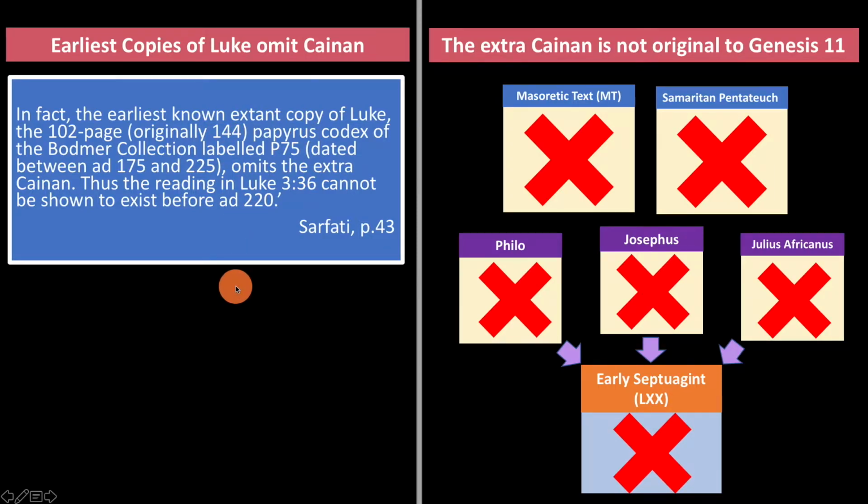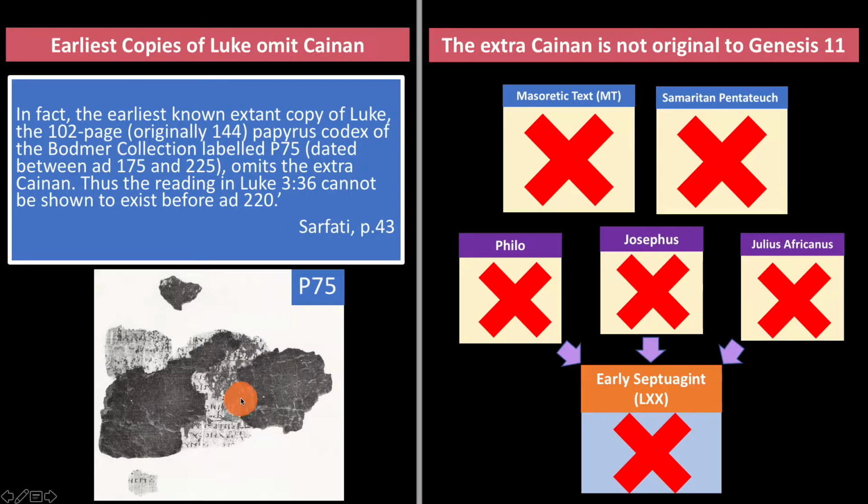Now, it's time for you, the audience, to learn something about me. I don't believe in anyone. When Safarti tells me that P75 omits this extra Kainan, I don't believe him until I've seen it myself. So I went and I found P75. And here is the part of P75 that records for us the genealogy of Luke. And as you can see, it is very fragmentary. So fragmentary, I don't think you can make a conclusive argument based on it.